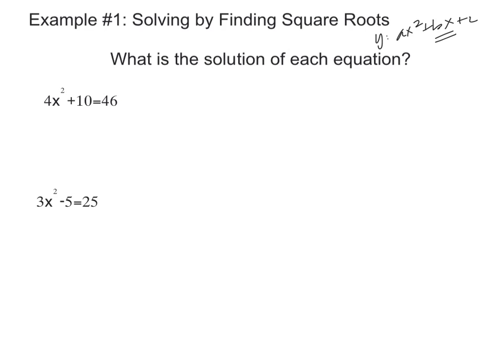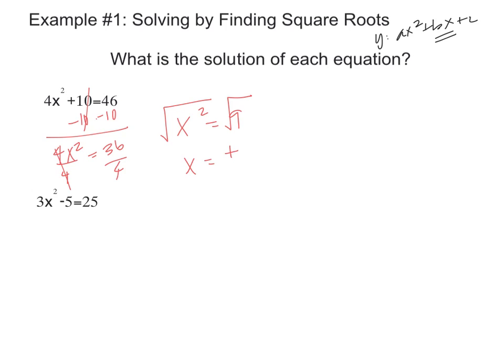So on the first one, we would subtract 10 on both sides and be left with 4x squared equal to 36. Next, we're trying to get x by itself. That's our goal. So we would divide by 4. So x squared equals 9. Last, we would take the square root, because the opposite of squaring is square root. So we would square root both sides, and we get x equals plus or minus 3. Those would be our solutions for the first problem.